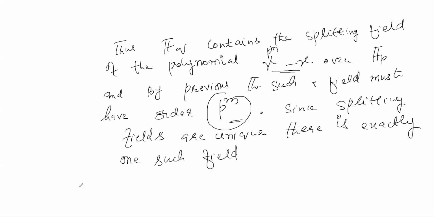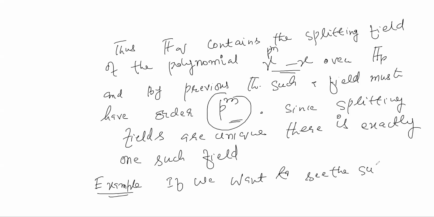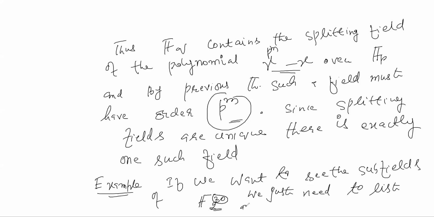Okay, so say for example, if we want to see the subfields of F2 raised to power 30, then you just have to list all the positive divisors of 30.